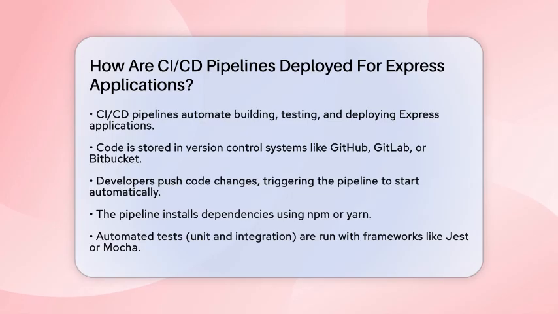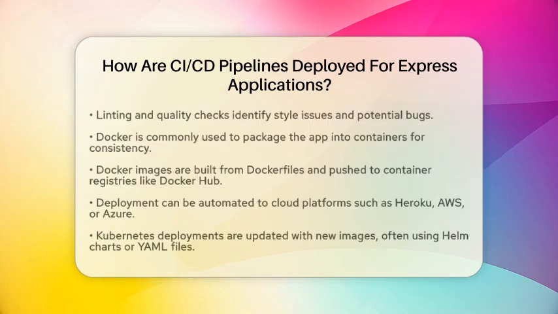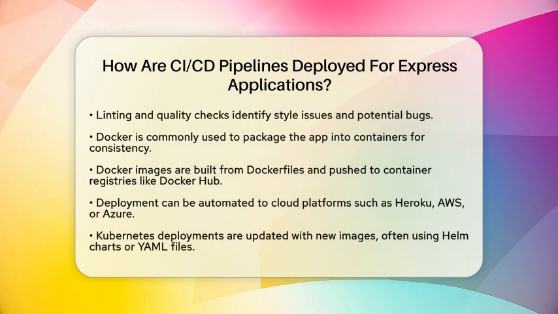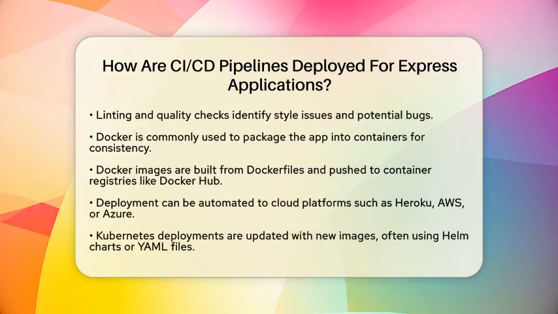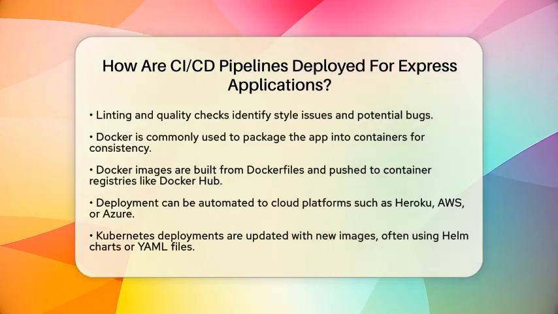The first step in the pipeline is usually installing dependencies using tools like npm or yarn. These tools fetch all the packages your app needs to run smoothly. Then, the pipeline runs automated tests, which can include unit tests or integration tests, often using frameworks like Jest or Mocha. These tests check if your API endpoints and server-side logic work as expected. Next, the code goes through linting and quality checks to catch any style issues or potential bugs.